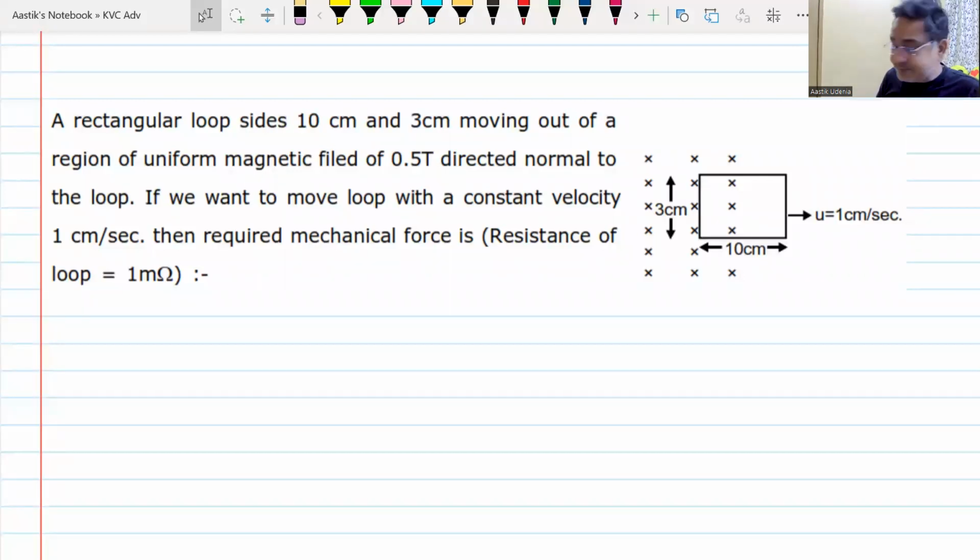Yes, the answer is 2.25 into 10 power minus 3. Yes, B V square L square by R. You can use this and get the answer.